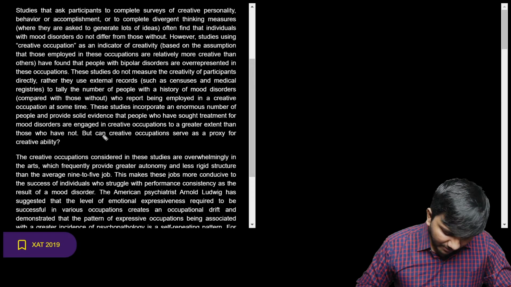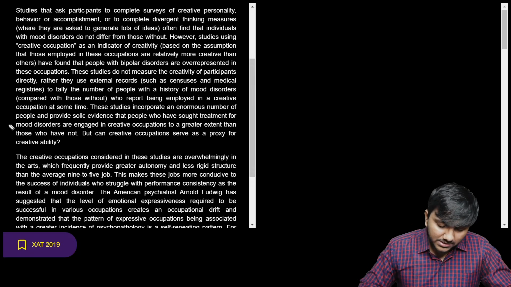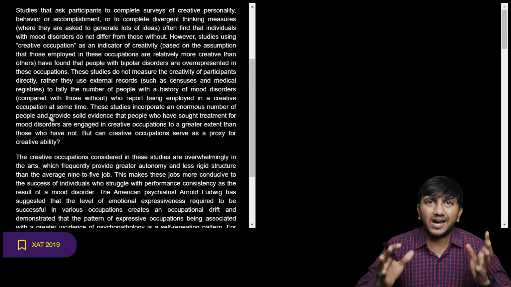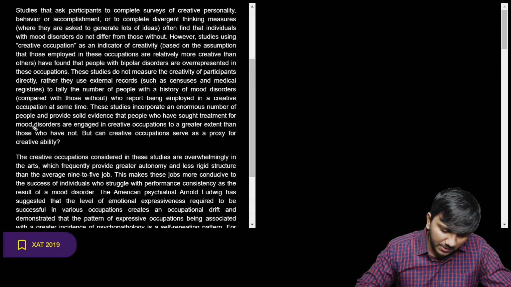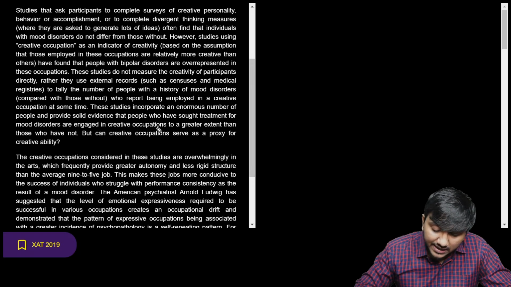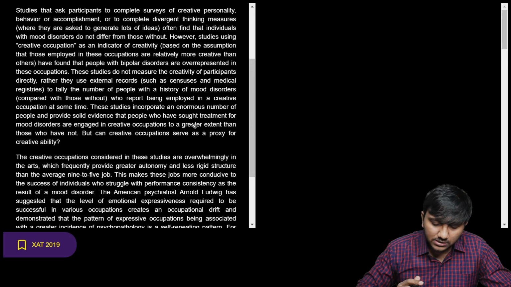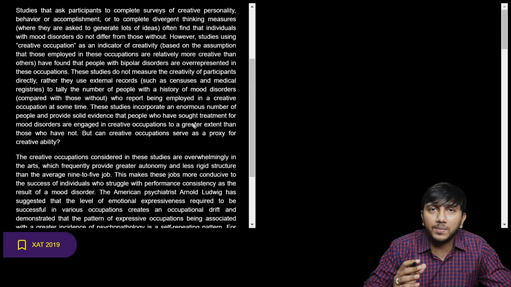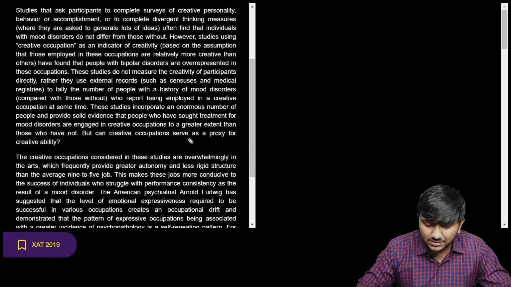Okay, so what kind of a pattern are we getting here? It says these studies incorporate an enormous number of people. So it's on a large sample space, so you can probably rely on the result, and provide solid evidence that people who have sought treatment for mood disorders are engaged in creative occupations to a greater extent. So people who have sought help for mood disorders are engaged in creative occupations to a greater extent than those who have not. But can creative occupations serve as a proxy?